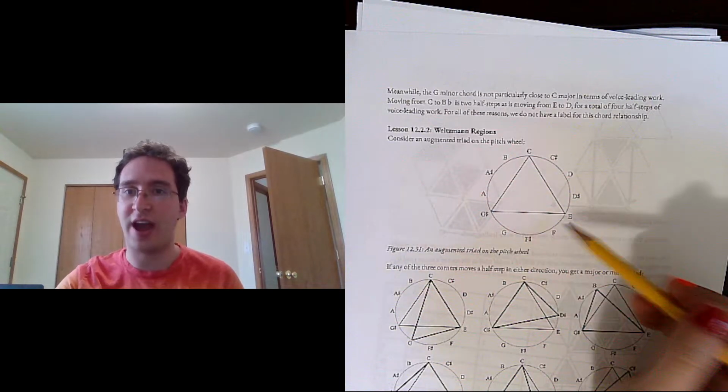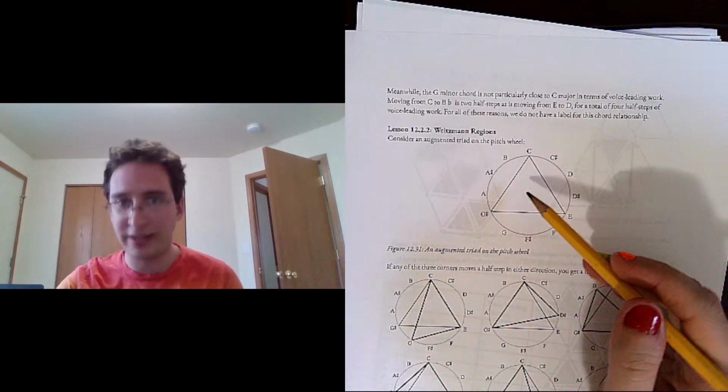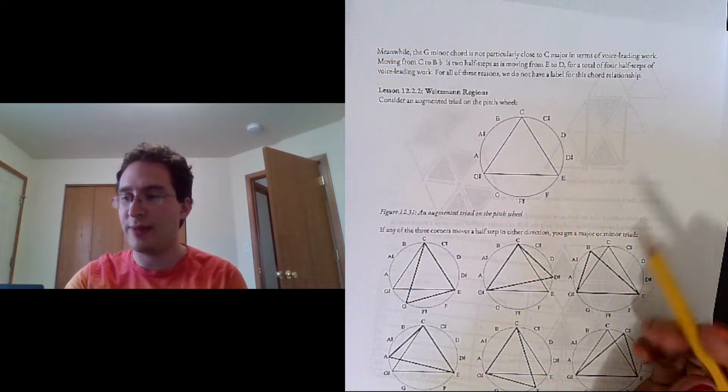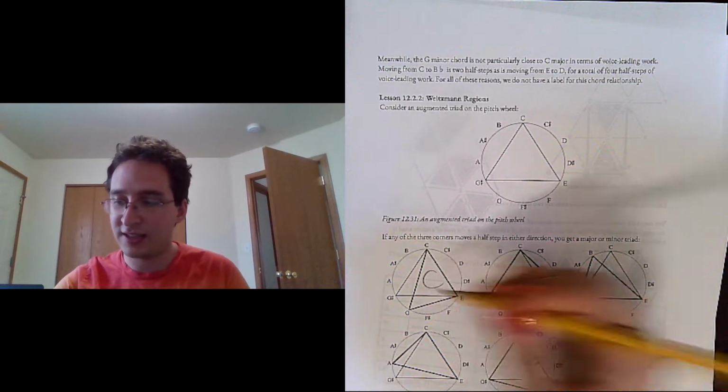So we're going to go back to our pitch wheel and think about an augmented triad. Beautiful, equilateral triangle, we love it. And if we move any of the three corners a half step in either direction, you get either a major or a minor triad. So here we have C major.